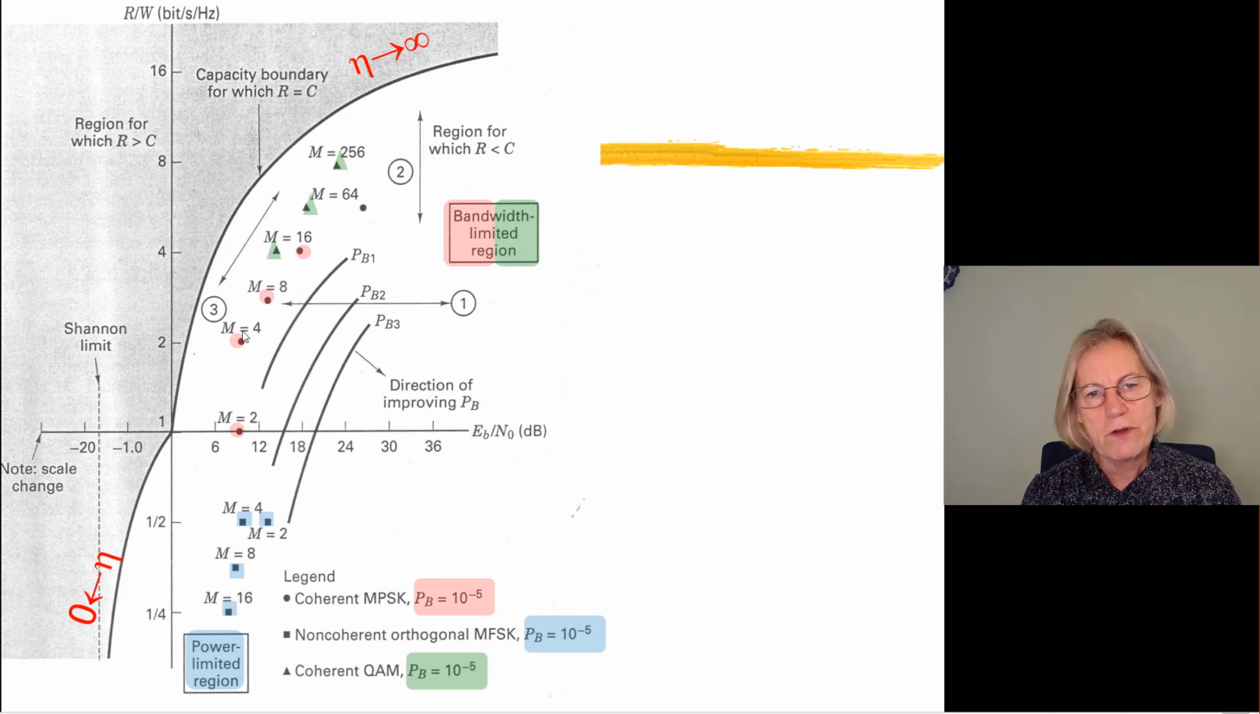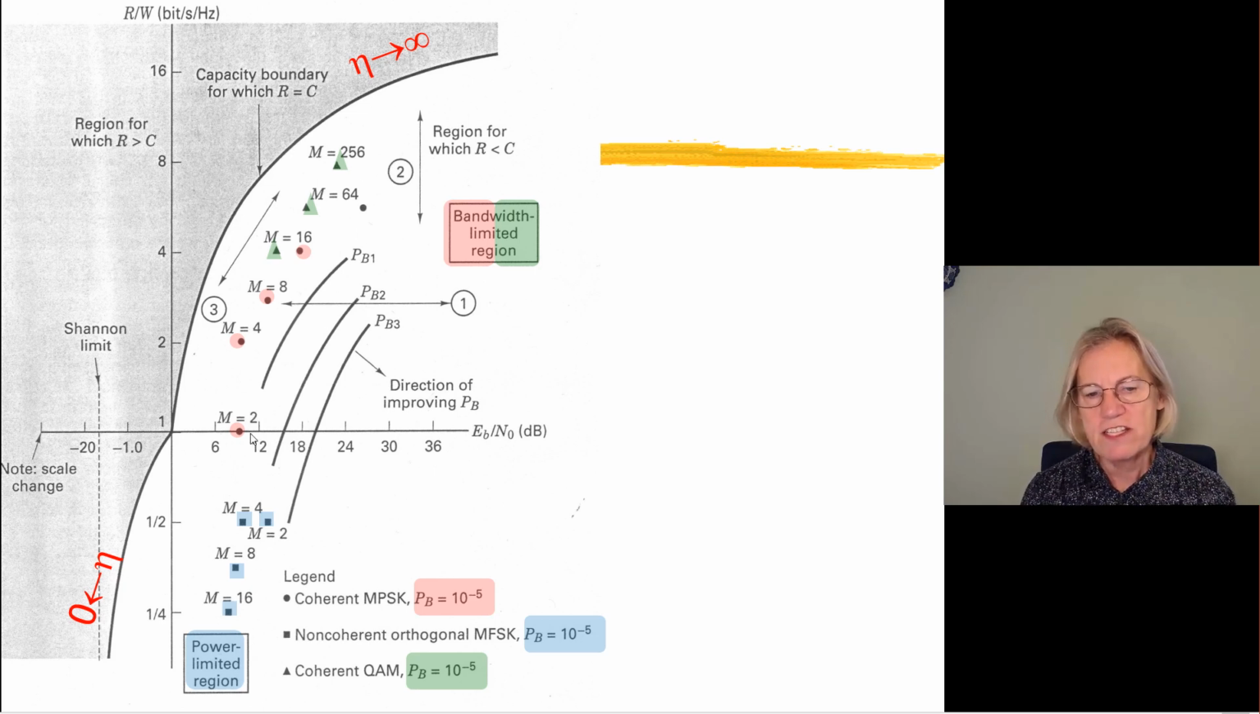Now these numbers, you recall that we chose them because it meant 10 to the minus 5. And if I were to change this to 10 to the minus 6, 10 to the minus 7, 10 to the minus 8, of course I would be requiring more and more EB over N0, so it would be normal that these points would move out in this direction. So here we have what we call the bandwidth limited region, and in this region is where we find the PSK and the QAM modulation.